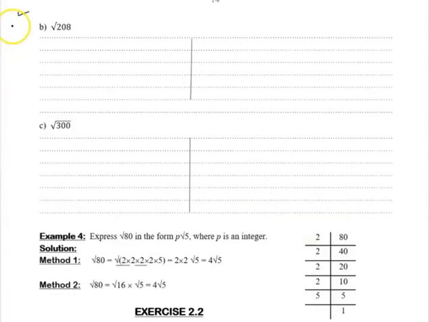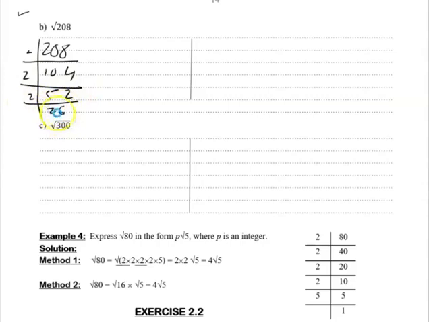Root 208 can be simplified by putting it in a grid and dividing it by prime numbers as much as possible. So we're going to divide it by 2, we're going to get 104. Divided by 2 again, we're going to get 52. Divided by 2, 26. Divided by 2, and that's going to give us 13. Divide the 13 by 13, and we're going to get 1.